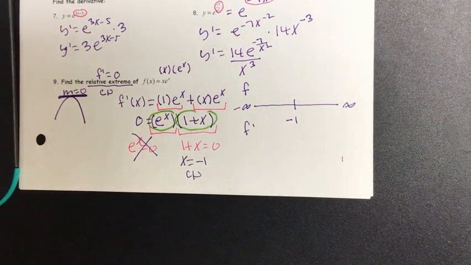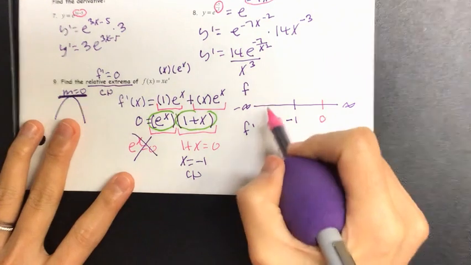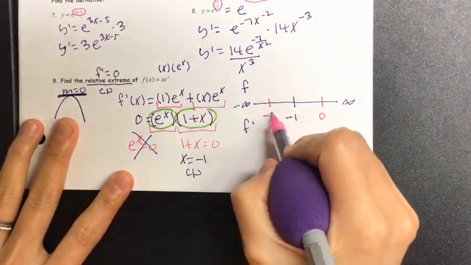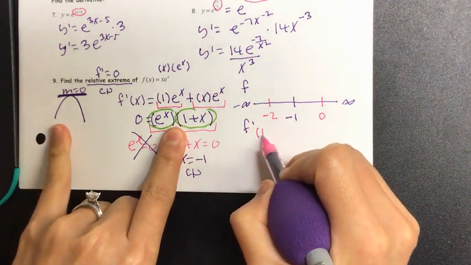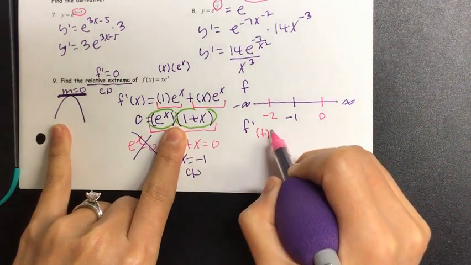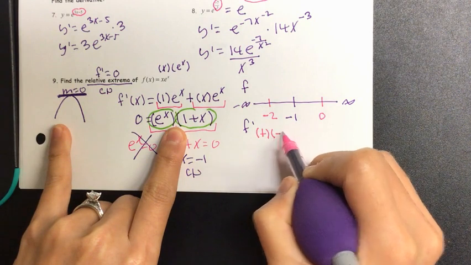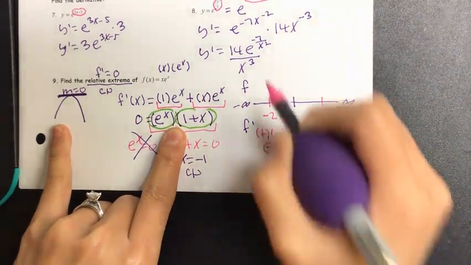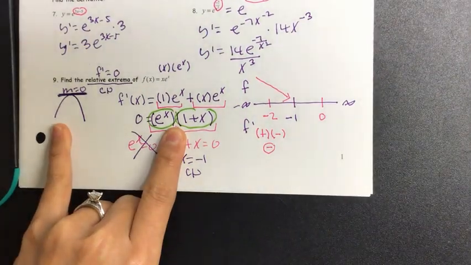What number is clever for us to test on the right side of negative 1? 0. Now if you want to test 10, that's okay. What number is clever to test on the left side of negative 1? Negative 2. Since I'm testing into my factored form, e to the x is always positive. But when I plug in negative 2 into my second factor, that's going to give me a negative. Positive times a negative is a negative. So the graph is physically going down because my slope is negative.